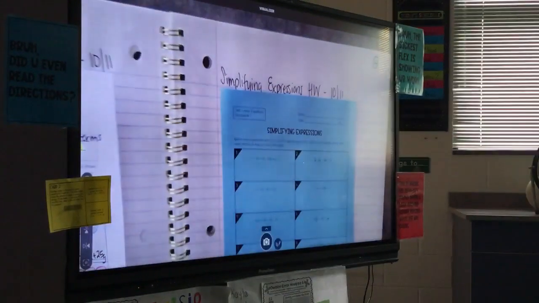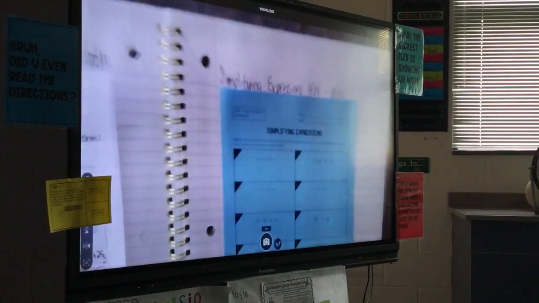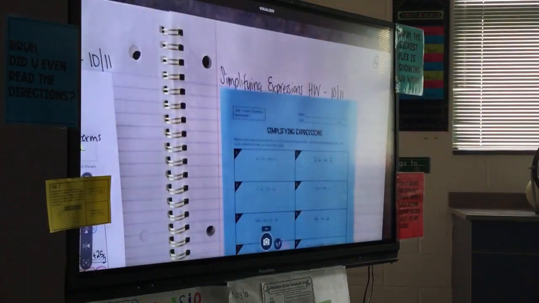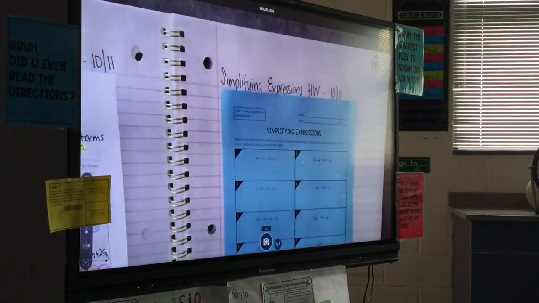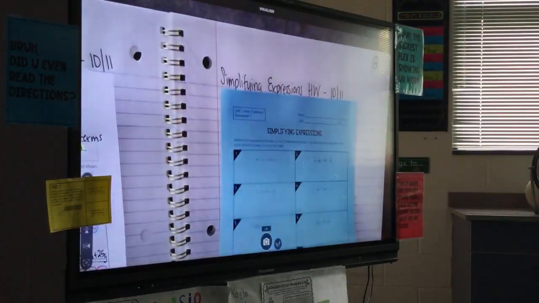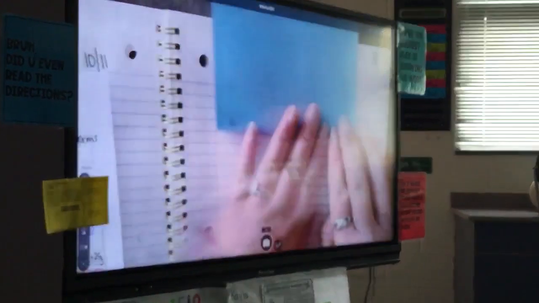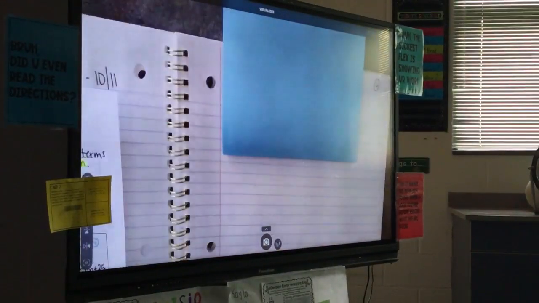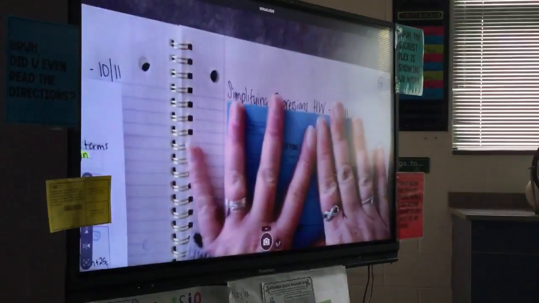You are not doing your work on this sheet. Very rarely will you actually put any work on this sheet. You are going to do the work underneath this sheet. So you're going to do all your work in your notebook right here. Does that make sense? Okay? Now, go ahead and get started.